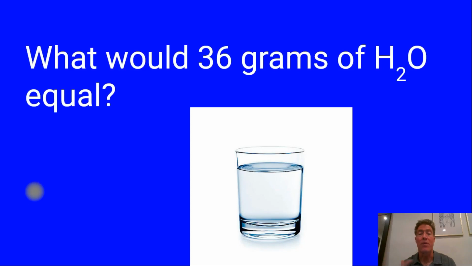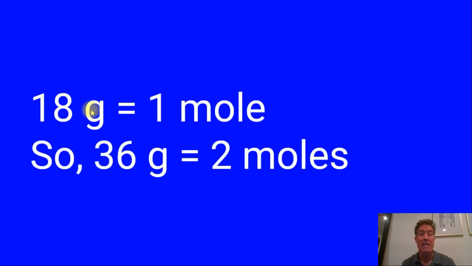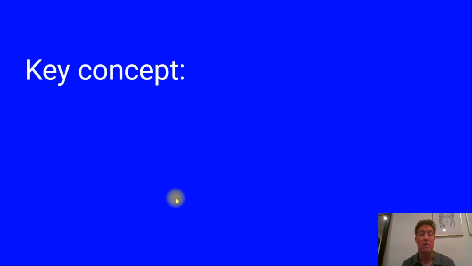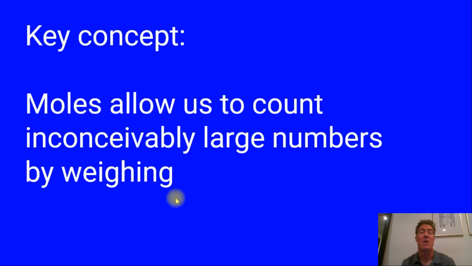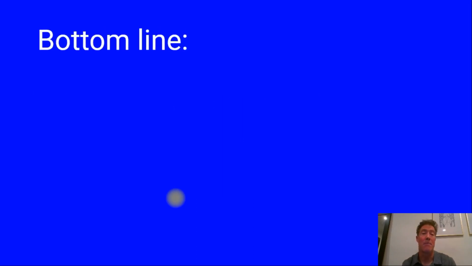Let's go back to water for a second. What would 36 grams of water equal? Well, we know that 18 grams is 1 mole, so 36 grams would have to be 2 moles. Okay, here's our key concept. Moles allow us to count inconceivably large numbers by weighing them.